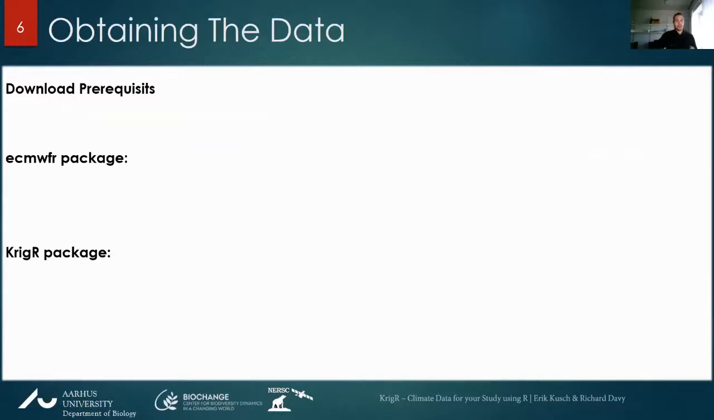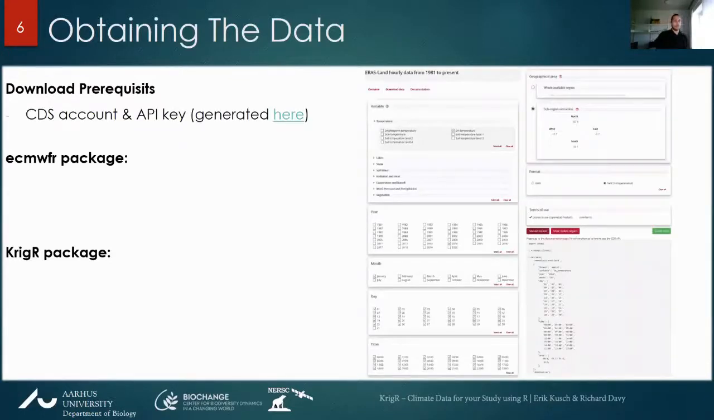So to obtain data through KrigR, first of all, you need a CDS account and an API key, which can be generated behind this link which I have already copied into my clipboard. You can find it right there in the Zoom chat right now. I would like to ask you not to dawdle around on that website right now, but we'll have a short break before we go into the R practical later on today. And this is where you might, if you want to follow along on your machines at the same time as I'm doing something, want to have already created that CDS account and API key.